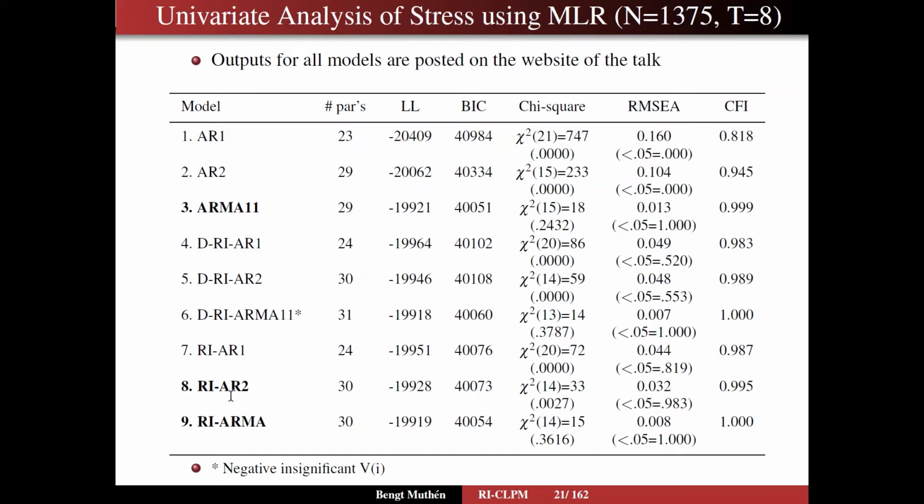Now in terms of bringing in moving average components, model 9 is then of interest, and that's the new model that was introduced in the Asparouhov-Muthén paper 2022, which will appear in the SEM journal. It has the same number of parameters as the RI-AR2 model, but it has a better log likelihood and therefore a better BIC. And here we get a very good chi-square, p-value 0.3616. Chi-square drops from 33 to 15. So that's a very, very nice model.